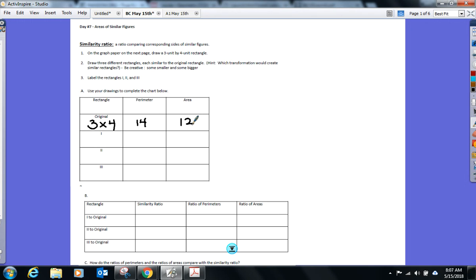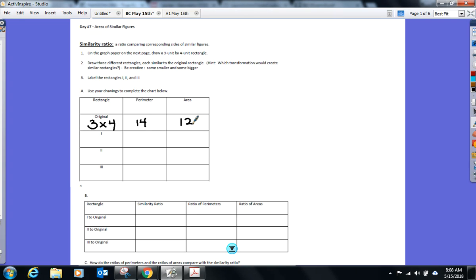Can you create 3 rectangles that are similar to the 3x4? And remember, when I say similar, their corresponding sides have to be in the same ratio. So what would be other dimensions I could have for a rectangle that's similar to a 3x4? 6 by, okay, that's what usually happens first.